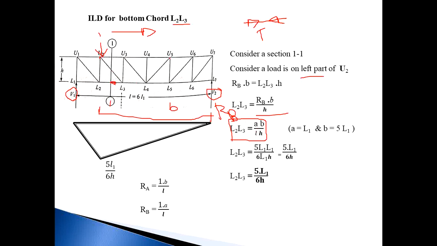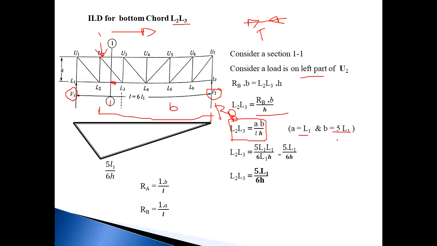What is meant by A? It is the distance from RA to U2. And what is meant by B? It is the distance from L2 to L7, that is the RB point. So now in this case, A is equal to L1, and B is equal to 1, 2, 3, 4 and 5 L1. So A is equal to L1, B is equal to 5 L1.